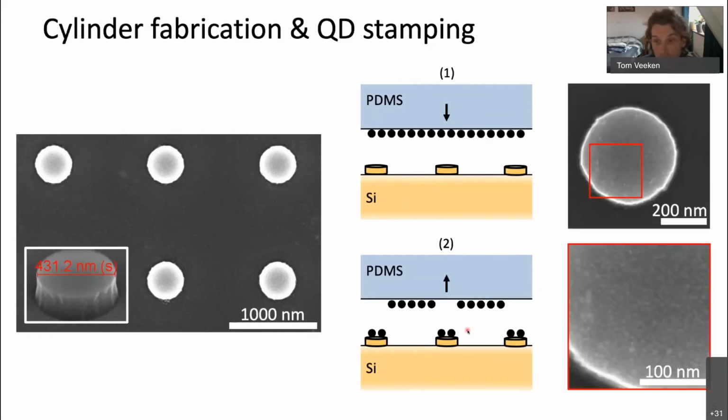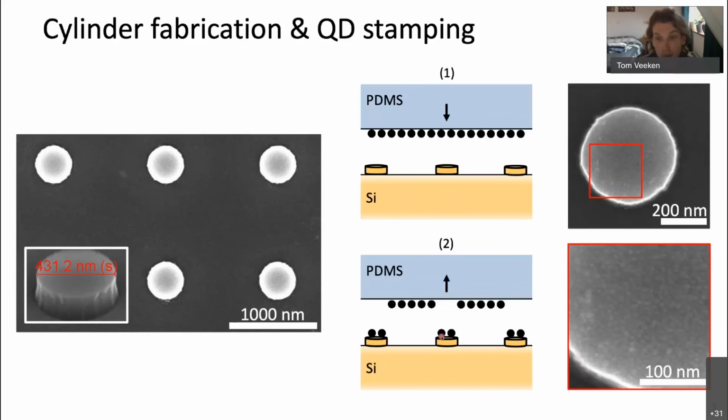So then again, looking in SEM at our print, we see on the top surface of a single cylinder that there's conformal coverage and complete coverage. And also looking at our PDMS stamp, we see there are no quantum dots left. So we have a complete transfer of quantum dots.